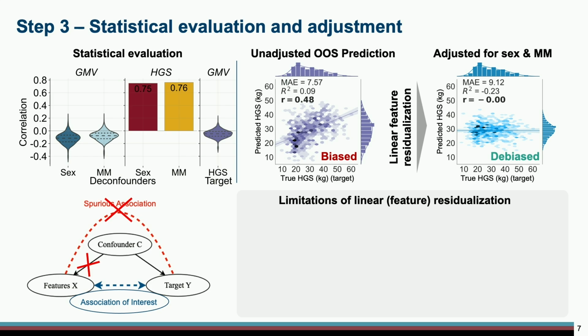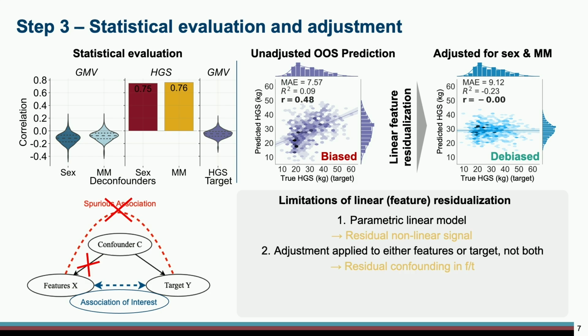I want to highlight that the linear feature residualization I used here for this example has its limitations, but it's widely used in the neuroimaging predictive modeling literature. But obviously, we use a linear model for adjustment, so there might be residual nonlinear signal that might be picked up by a more complex algorithm.